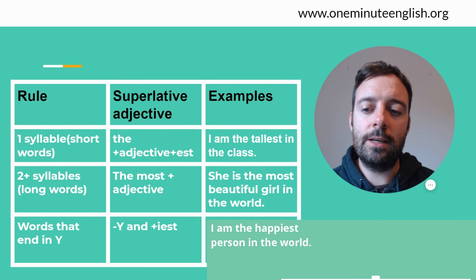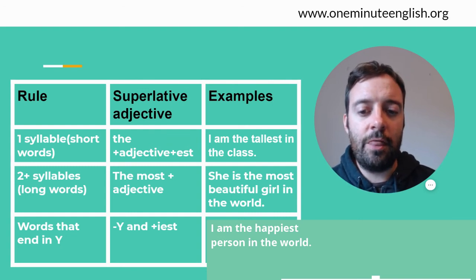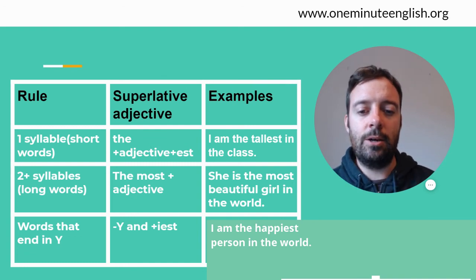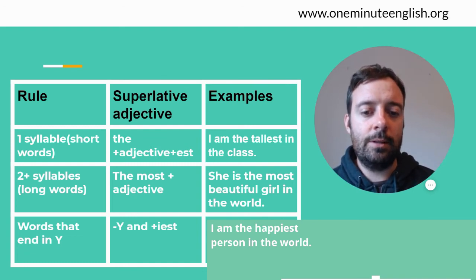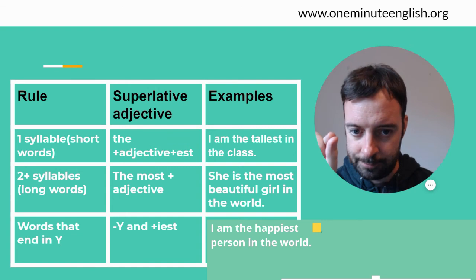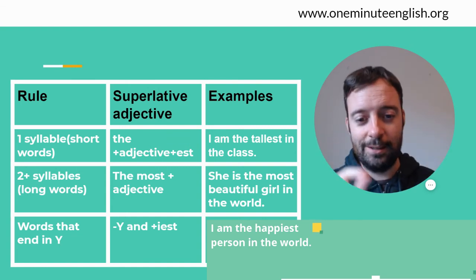Okay, let's look at longer words now. So we have 2 syllables, so we have the most plus adjective. Let's look at the example. She is the most beautiful girl in the world. Okay, so we compare this girl with all the other girls in the world.